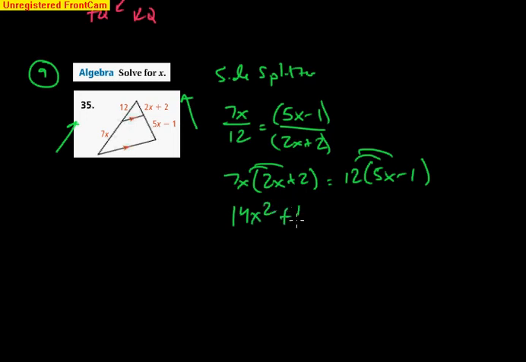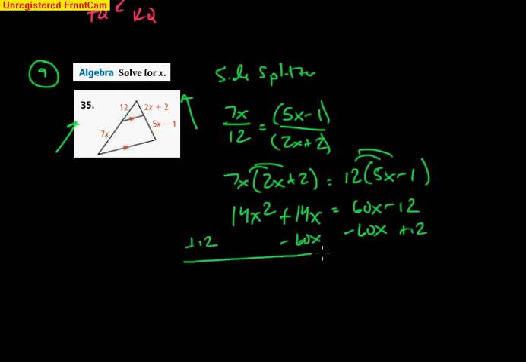Distribute on both sides. 14x squared plus 14x equals 60x minus 12. Now I have x's and x squareds. Move everything to one side. Let's bring the 60x over. And let's bring the 12 over.